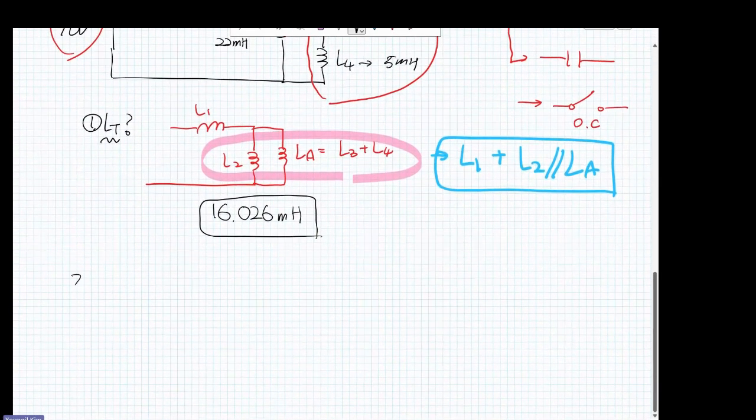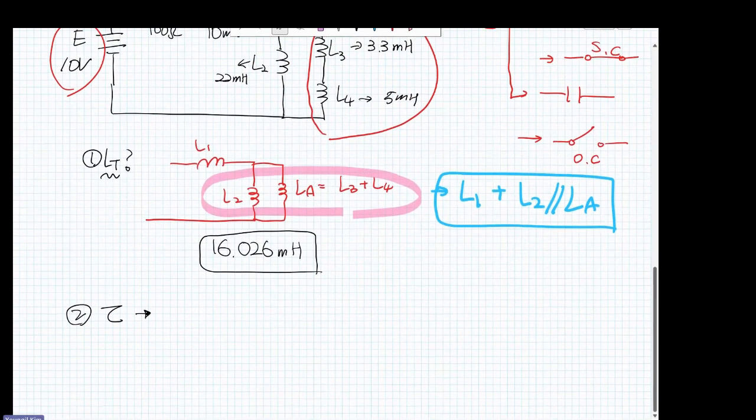Okay, question two: what is the time constant? We learned this before, so what is it? L over R, or maybe R over L? L over R, thank you. L_T over R_T means the total inductance divided by the total resistance.